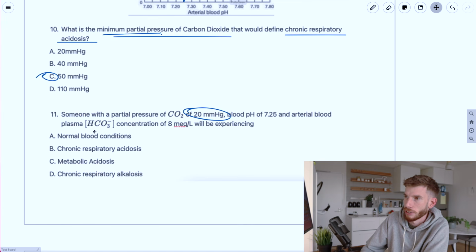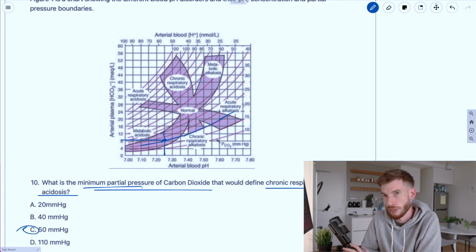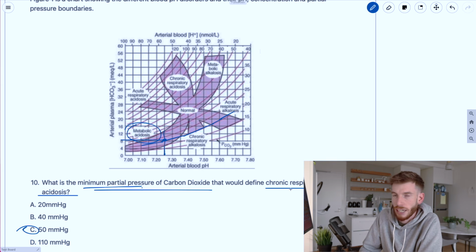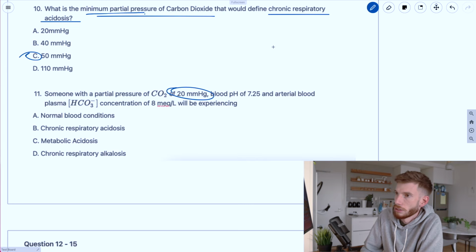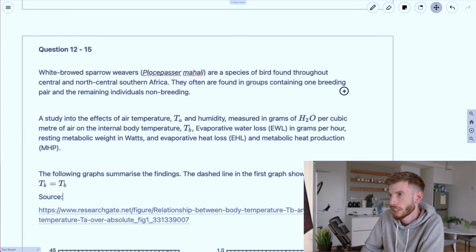And then arterial blood plasma of 8 milliequivalents. And that one's the left axis. And I go, yeah, perfect. They're all lining up. Again, that's good feedback to me. And so therefore that is metabolic acidosis. Cool. Yeah, so then it's going to be C. So that's more of a graph reading one.